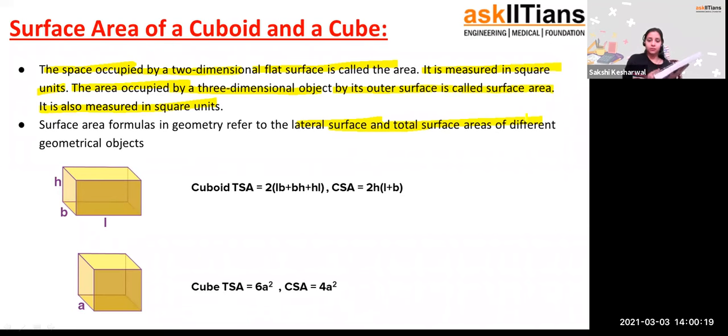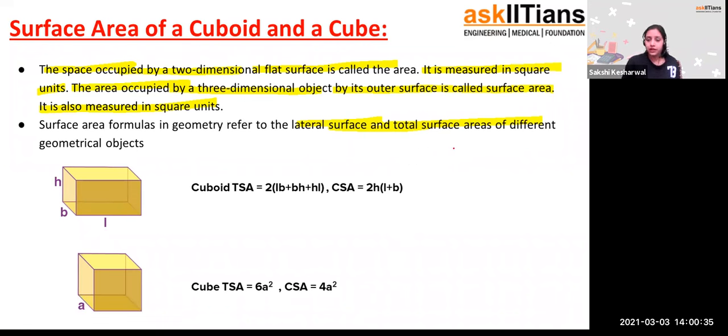Lateral surface area will be what? Top and bottom, there won't be any top and there won't be any bottom. There will be only the side faces, right? So what are the things we get over here? I think all the formulas are written. So let's see what we get.